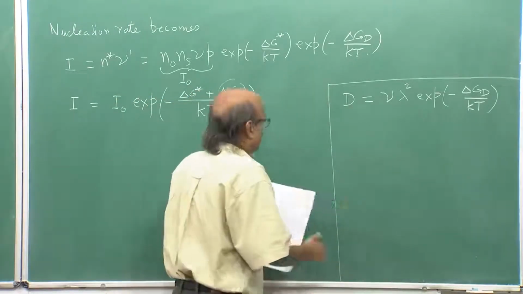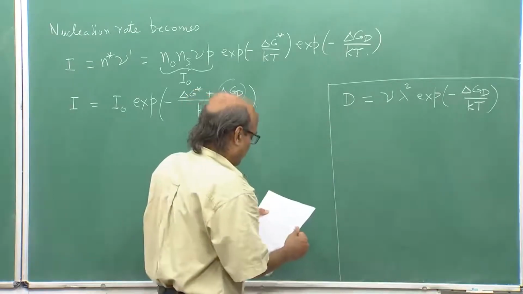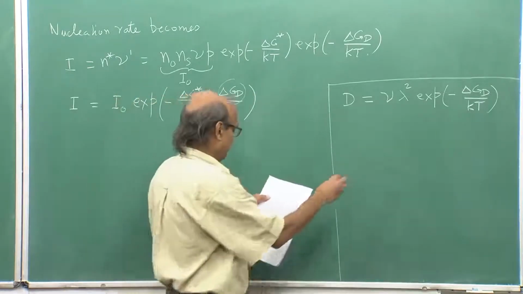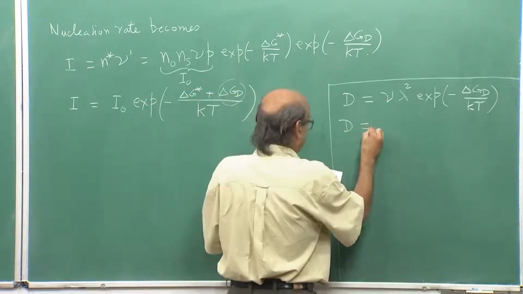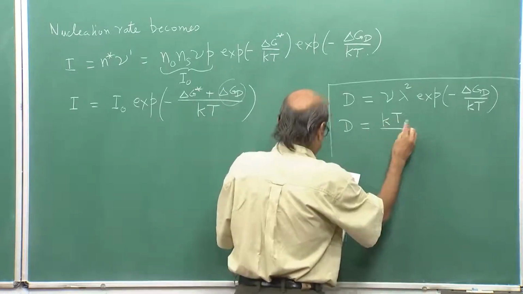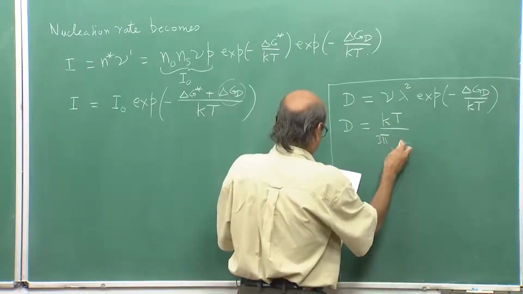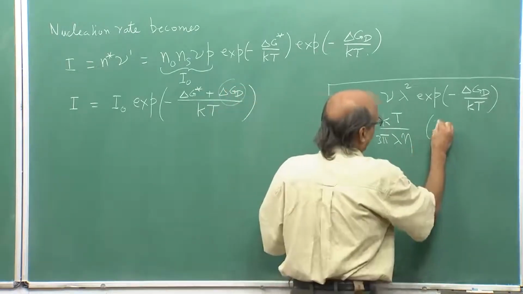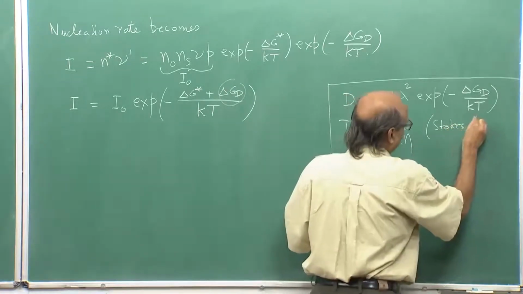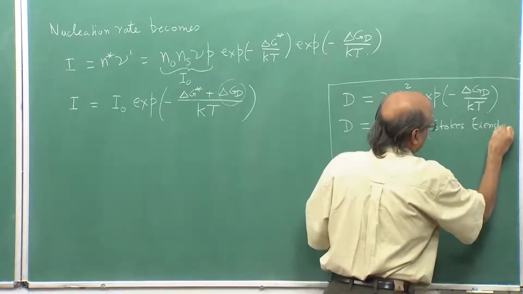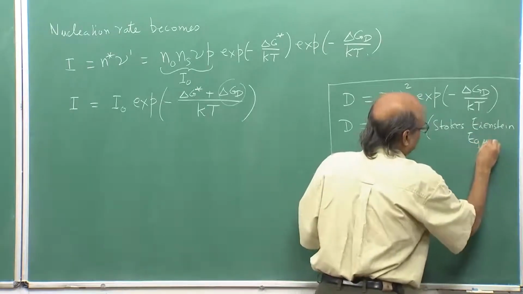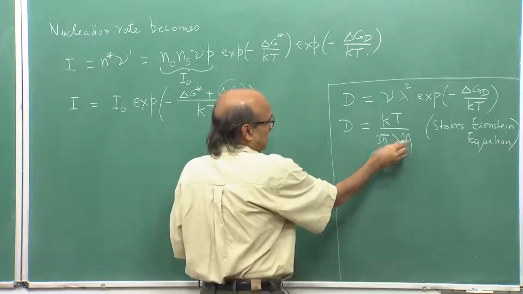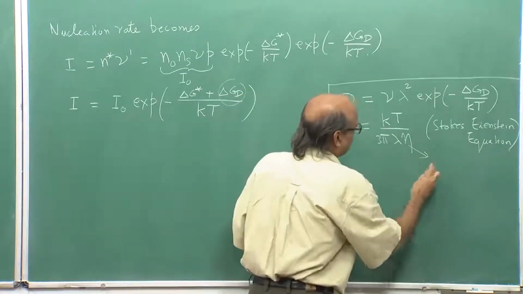And there is another relationship for D, which comes from what is called the Stokes-Einstein equation, which is that D is equal to kT divided by 3 pi lambda eta. This is what is called the Stokes-Einstein equation, where lambda again is a jump distance and eta is the viscosity of the liquid.